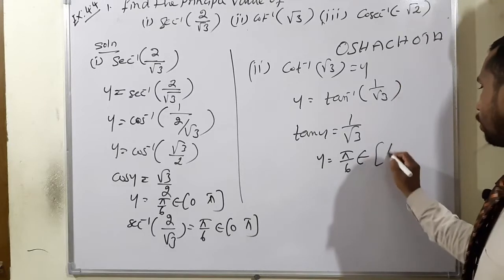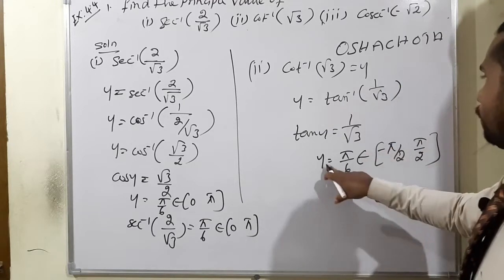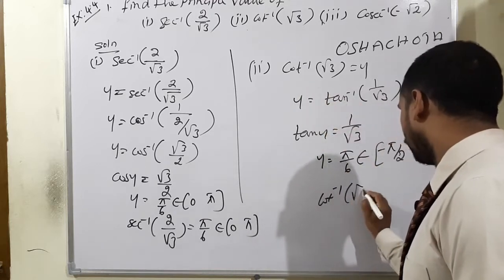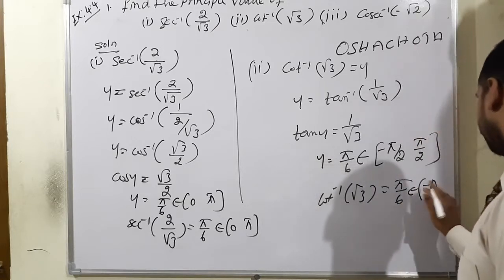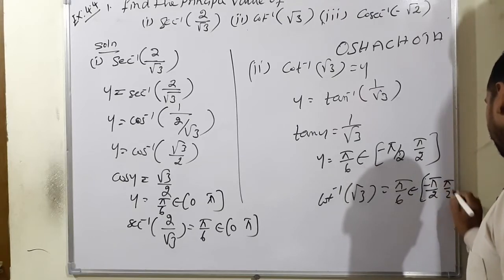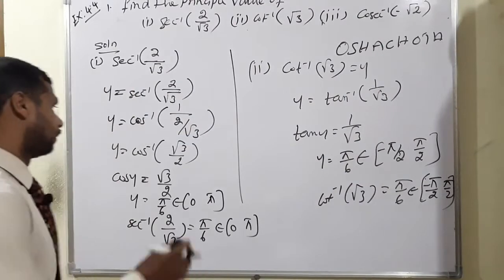So, pi by 6 belongs to negative pi by 2 to positive pi by 2. What is the meaning of y? Cot inverse of root 3. Therefore, cot inverse of root 3 is equal to pi by 6. It belongs to negative pi by 2 to positive pi by 2. Okay. Subdivision 2 is over. Moving to subdivision 3rd.